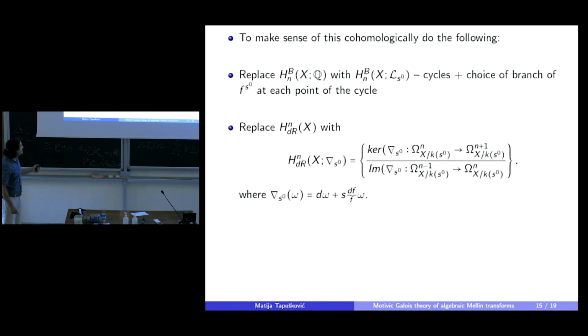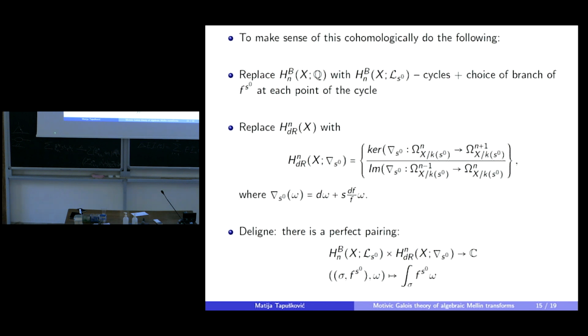The de Rham side, i.e. the differential forms side, will replace the algebraic differential forms with this. It's another k-vector space where we now have closed differential forms under the nabla s0, which is this connection form here. So we twist, so instead of just the d, we twist by this factor s df over f here. And again, it's just the n forms which vanish under nabla s0 over the exact forms under nabla s0.